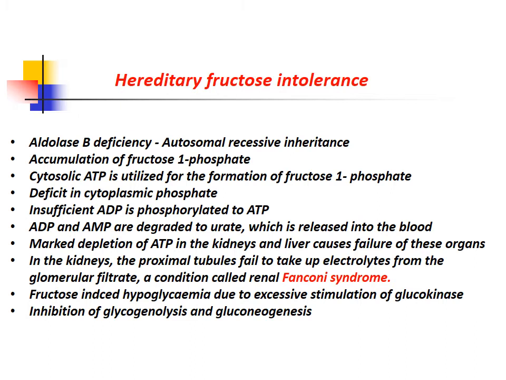Accumulation of fructose 1-phosphate. Cytosolic ATP is utilized for the formation of fructose 1-phosphate. There will be a deficit in cytoplasmic phosphate. Insufficient ADP is phosphorylated to ATP. ADP and AMP are degraded to urate, which is released into blood. Marked depletion of ATP in the kidneys and liver causes failure of these organs. In the kidneys, the proximal tubules fail to take up electrolytes from the glomerular filtrate, a condition called renal Fanconi syndrome. Fructose-induced hypoglycemia is due to excessive stimulation of glucokinase and inhibition of glycogenolysis and gluconeogenesis.